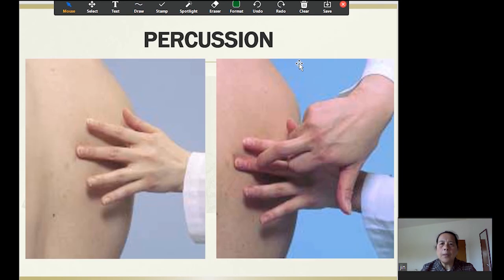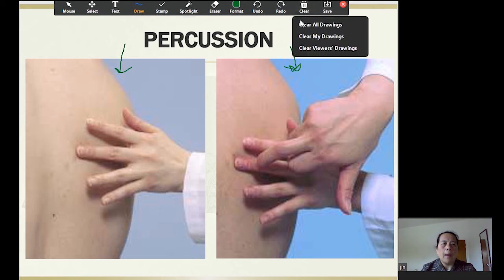So we go to the picture here. Basically we have two ways of percussion. We can use just one hand, that's direct percussion. We can use two hands, that's indirect percussion. When we do the percussion, okay, good.